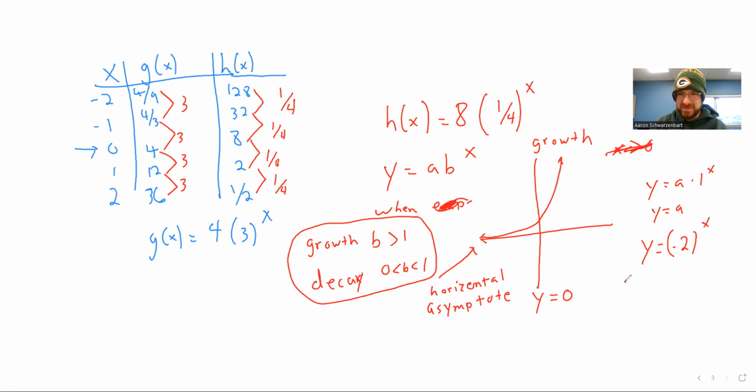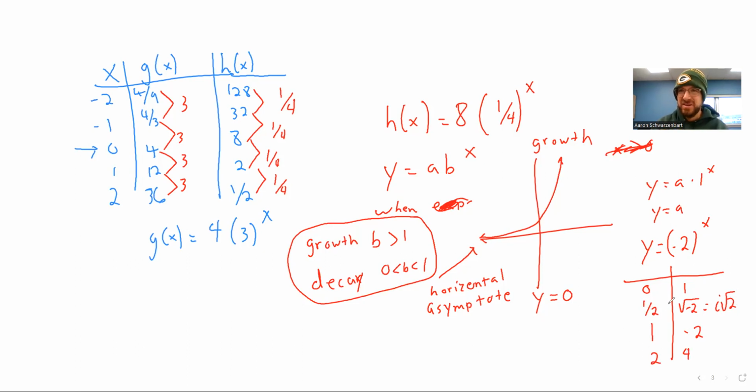Well, let's make an xy table. 0, 0, -2 to the 0 is 1. -2 to the 1/2 is the square root of -2, which is i square root of 2. That's not going to show up on my graph. -2 to the 1 is -2. -2 to the second is +4. This is not an exponential function.